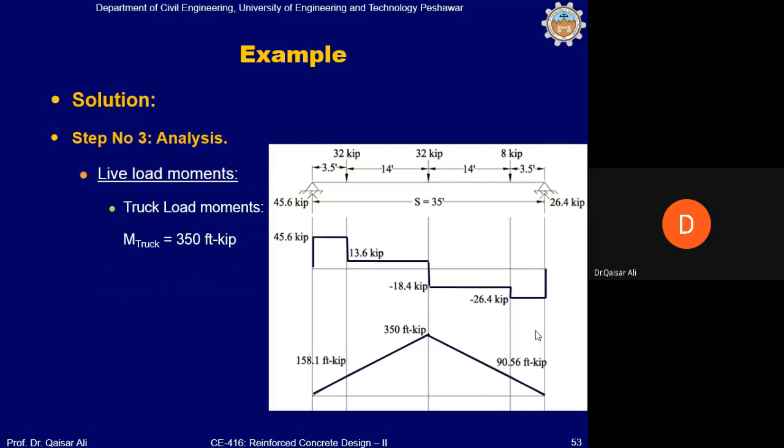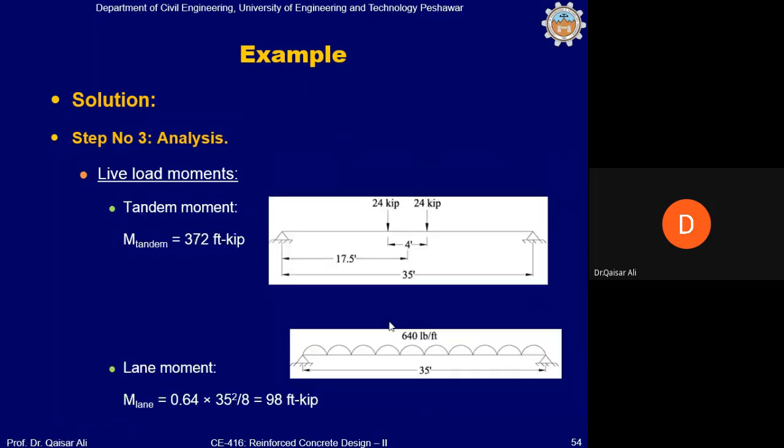Live load moments. Live load moment, as discussed earlier, will be obtained by placing the middle axle in the midspan of the bridge with equal spacing on both sides for the front and rear axle. So we can draw shear force and bending moment diagrams for this simply supported line element, and this gives us a bending moment of 350 foot kip, which is the bending moment coming from the line analysis. You should note and understand this. For a tandem, we get a bending moment of 372 foot kip, which is greater than the truck load.